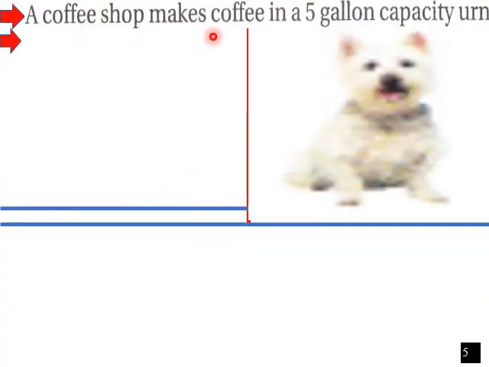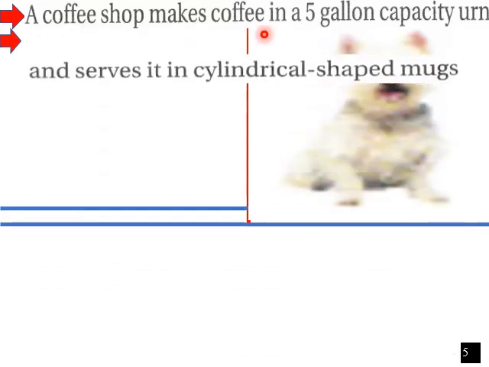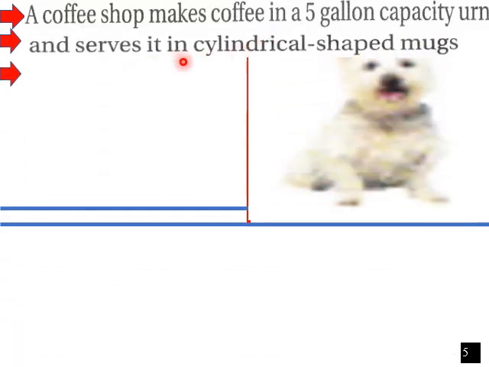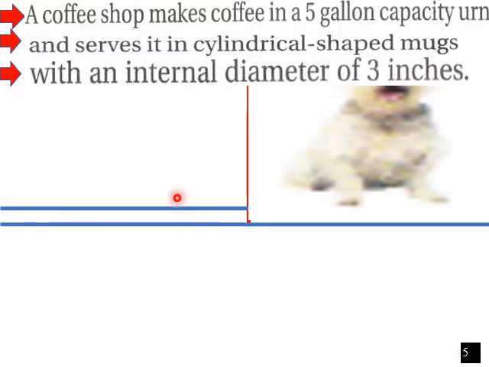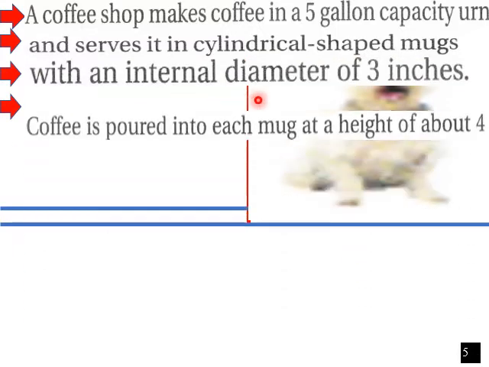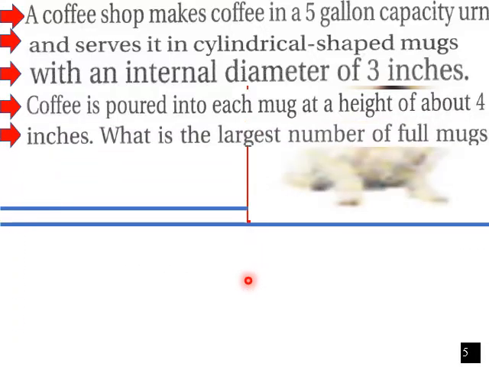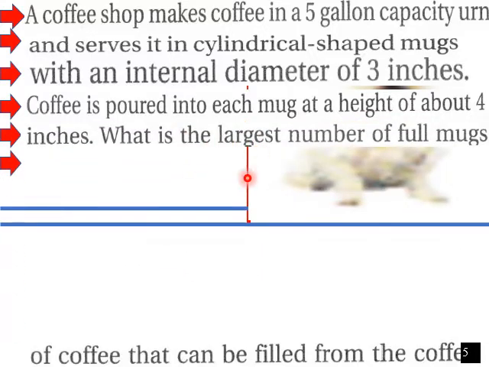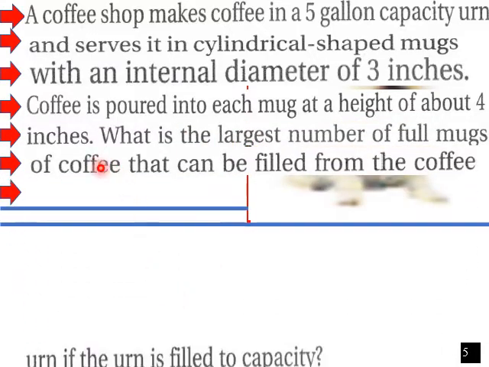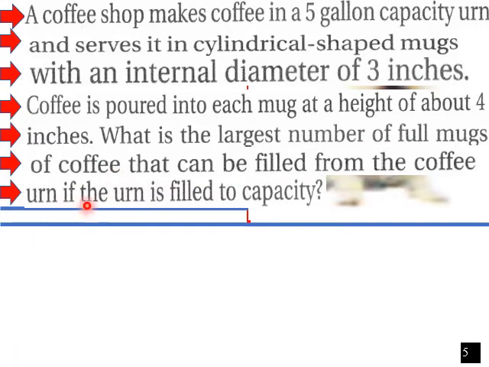A coffee shop makes coffee in a 5-gallon capacity urn and serves it in cylindrical mugs with an internal diameter of 3 inches. Coffee is poured into each mug at a height of about 4 inches. What is the largest number of full mugs of coffee that can be filled from the coffee urn if the urn is filled to capacity?